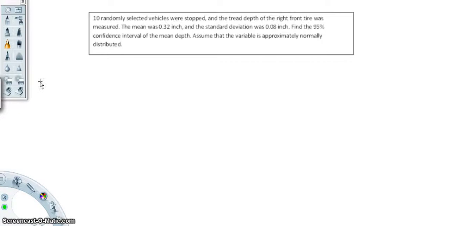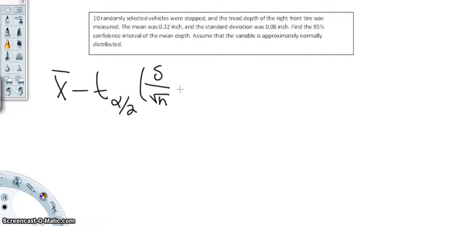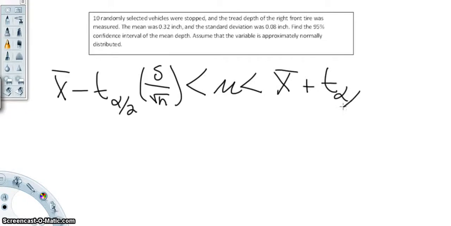So we're looking at the formula we have. X bar, subtract t sub alpha over 2 times our standard deviation of the sample over the square root of the sample size, is less than mu, less than x bar plus t sub alpha over 2 of our sample standard deviation divided by the square root of n.